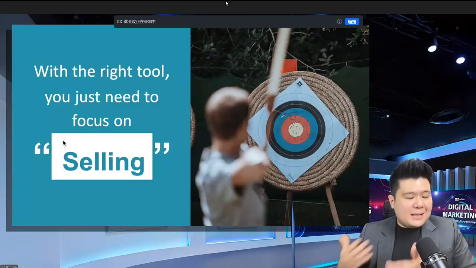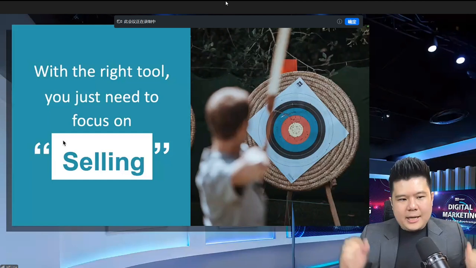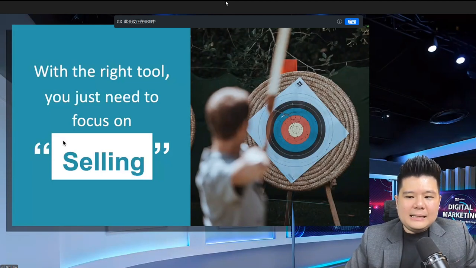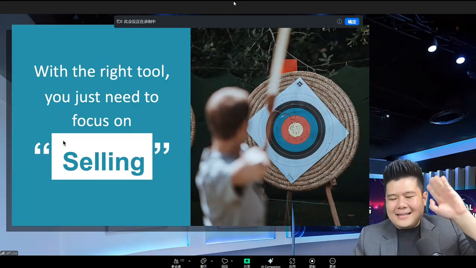But it's not just about the landing page. It's about ads. It's about your post management, everything. Okay? And can you imagine how much money it saves for you? Yeah? How many of you can imagine this? That I can save a lot of money.